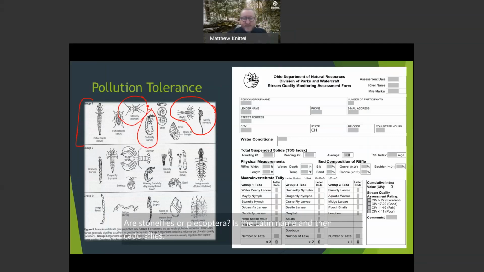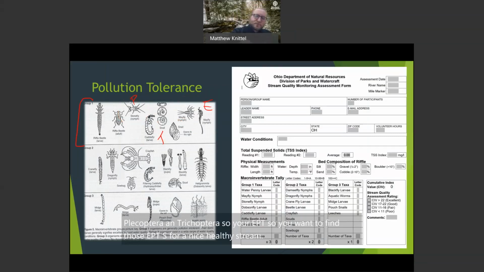A lot of times when you're talking to macroinvertebrate scientists, they'll abbreviate those as EPTs. So Ephemeroptera, Plecoptera, and Trichoptera. So your EPTs. You want to find those EPTs for a nice healthy stream.